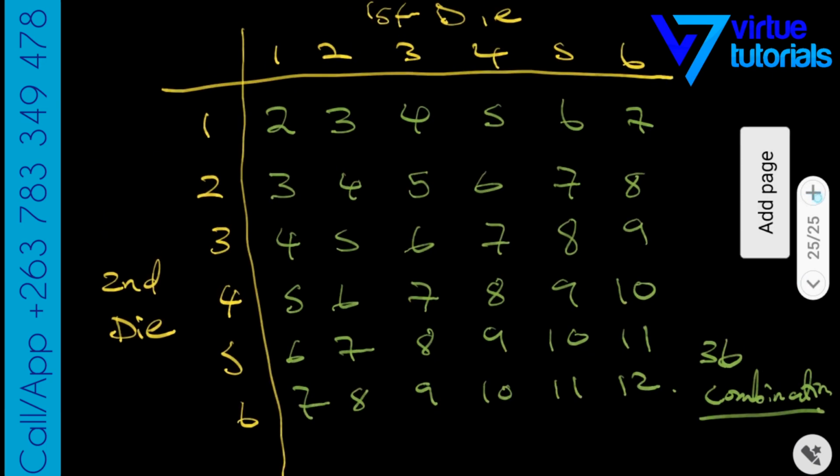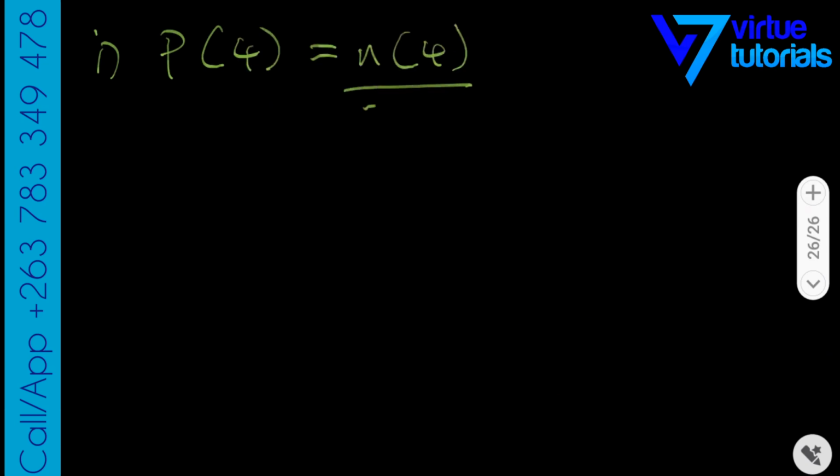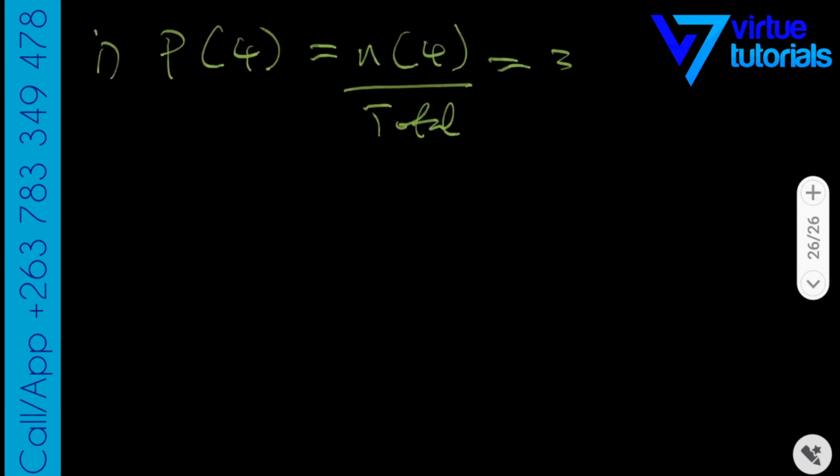Okay, so the probability of getting a total of 4 is equal to the number of totals of 4 over the total number of combinations, right? And again, we're looking at the green section where the totals are. So the 4s, here are the 4s. There are 3 4s, 1, 2, 3, 4s out of 36 combinations. So it's 3 over 36. That's going to give me 1 over 12 in lowest terms.